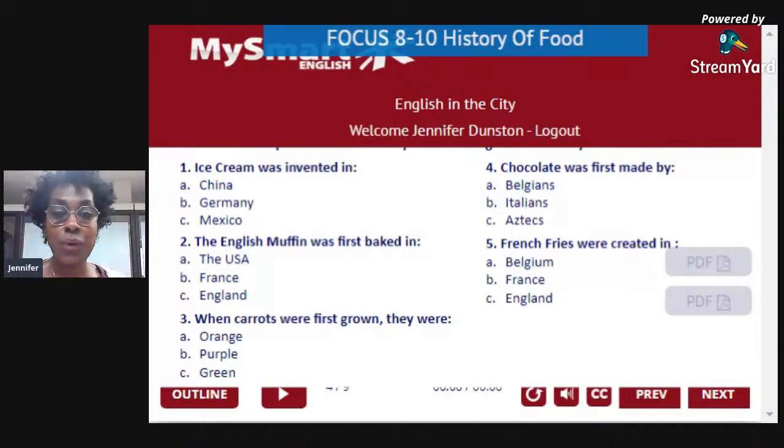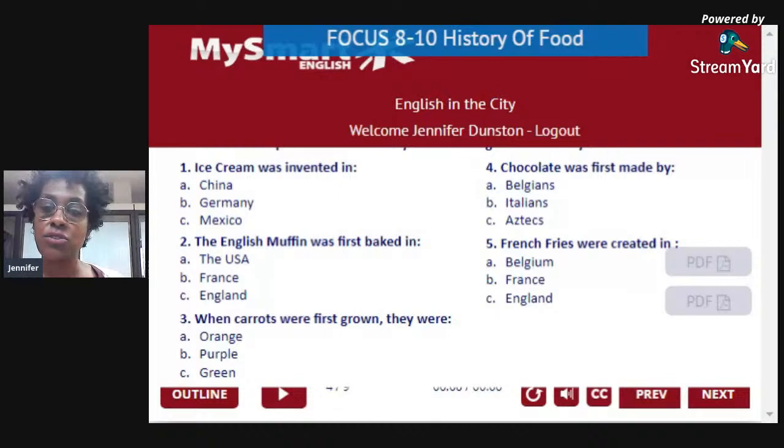And Teresa has also added that when carrots were first grown, they were purple. Now, I love the color purple. I don't know if you can see my purple t-shirt here. I have a purple t-shirt on, and I also put on a little bit of purple eyeshadow to go with my purple t-shirt because I love purple. I've never actually considered carrots to be purple.